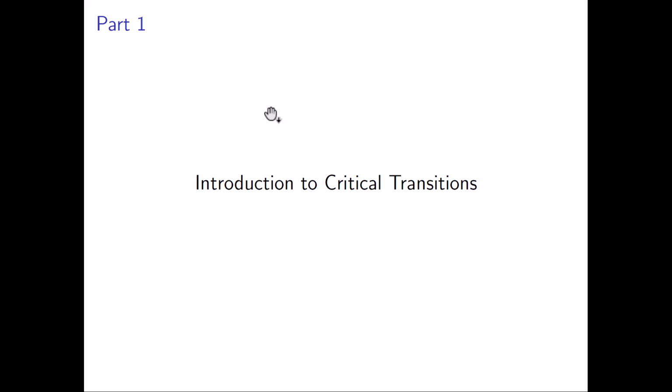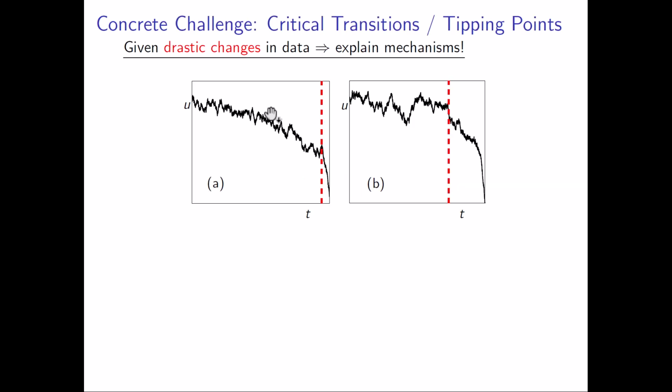What are these things? In many time series and many data sets, you see a phenomenon of drastic changes in time or upon parameter variation. Here I've plotted two time series. By eyeball metric, I see that where there's this dashed red vertical line, a drastic change seems to happen in the time series. This is a critical transition, or a tipping point in some sense.